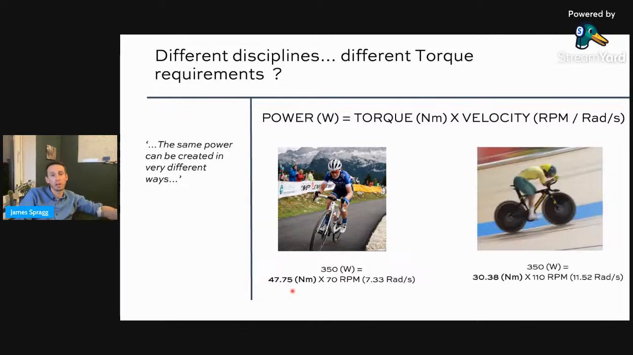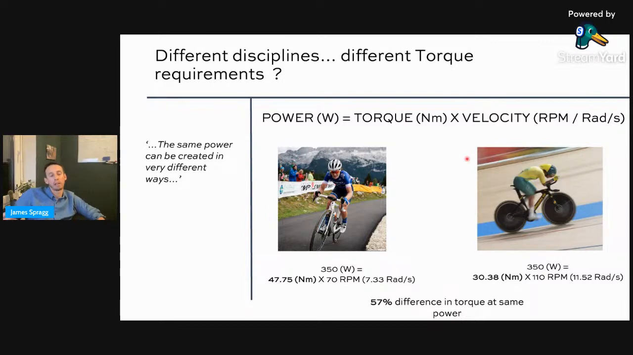If you look at that same 350 watts in a completely different setting, here we have an individual pursuit, the cadence is up at 110 RPM, and the torque required is much lower. It's down at 30.38 Newton meters. So we see a 57% difference in the torque that these two athletes are having to produce, yet they're riding at exactly the same power. When we're looking at the underlying determinants and the underlying physiology of these two scenarios, they're going to be very different, and we don't get that from the power number alone.